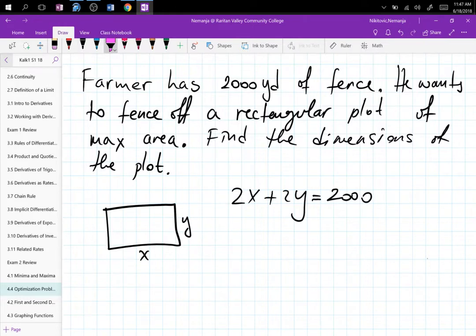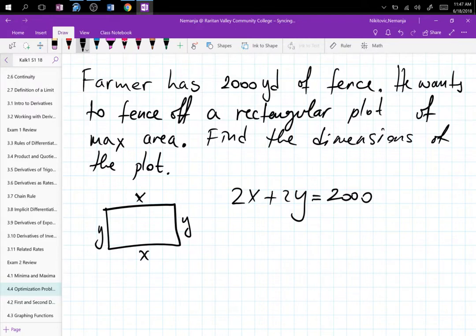Fence is going to go on the perimeter of the plot, right? That's the pink, that's the fence. It's called perimeter fence, right? Because it goes around the perimeter, and perimeter for a rectangle is 2 x's and 2 y's. You have x, x, y, and y. So 2 x's and 2 y's all around. That's going to be the perimeter of the rectangle. So this is our constraint.